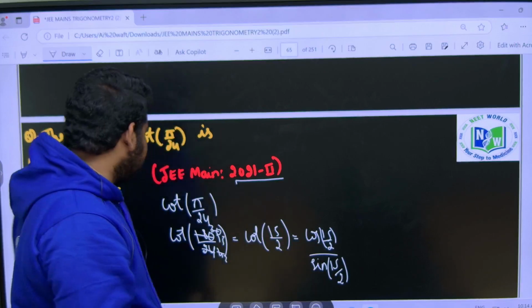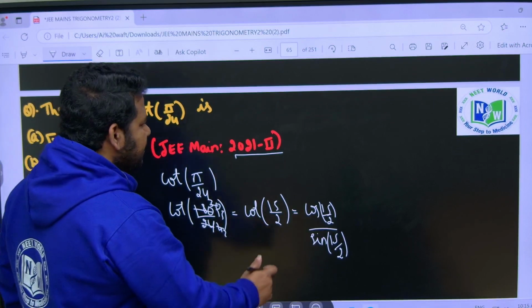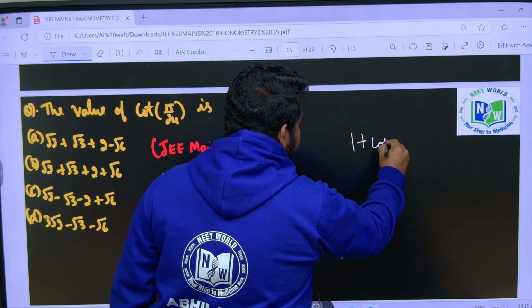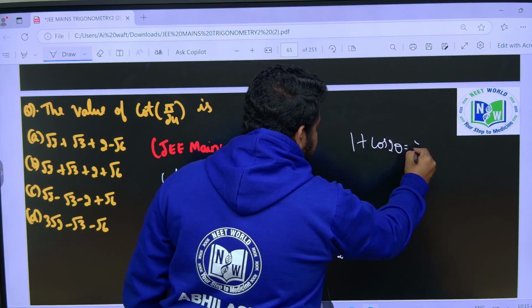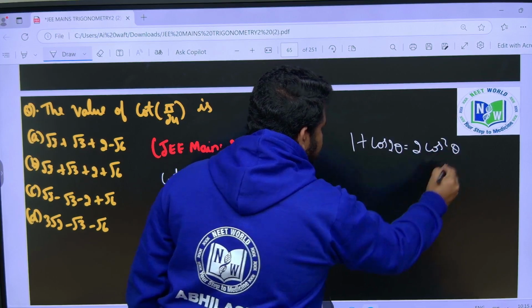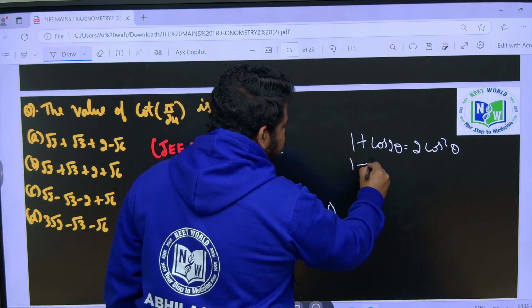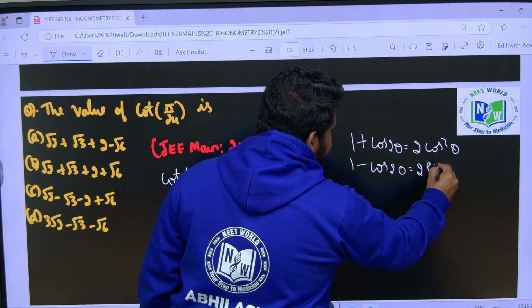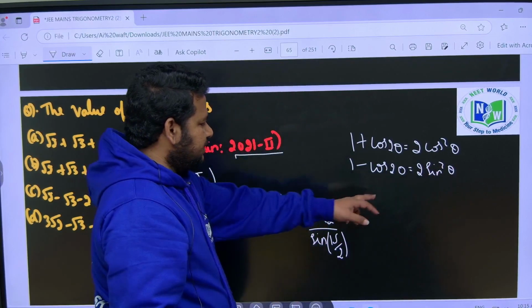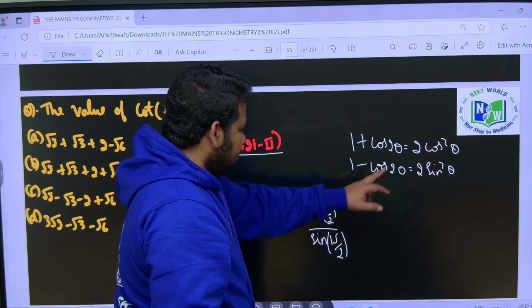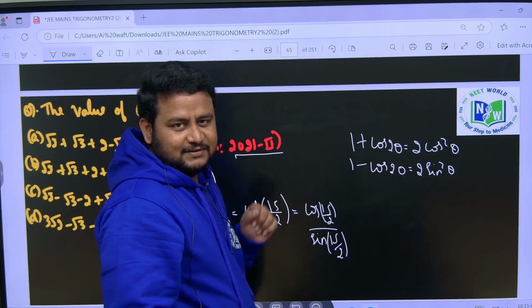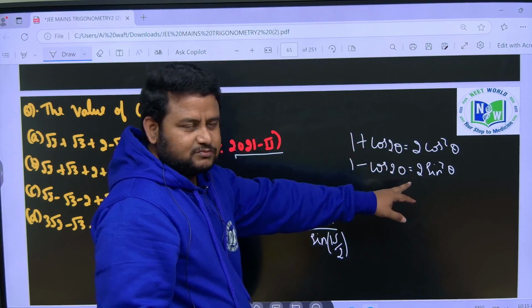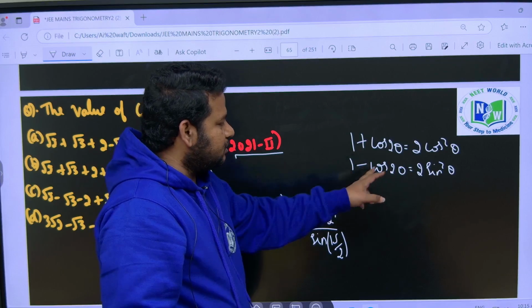But we know one formula. 1 plus cos 2 theta is equal to 2 cos square theta. Similarly, 1 minus cos 2 theta is equal to 2 sin square theta. But here we have cos theta and sin theta, not cos square or sin square theta. So cos theta can be written as square root of 1 plus cos 2 theta by 2, and sin theta can be written as square root of 1 minus cos 2 theta by 2.